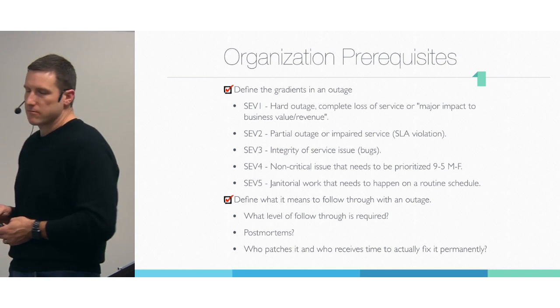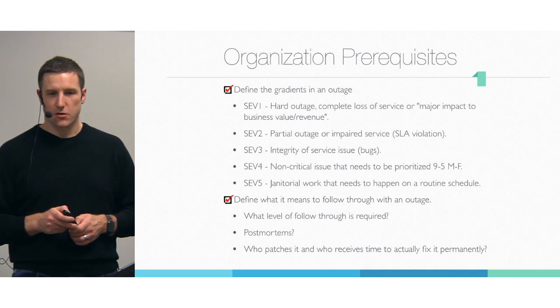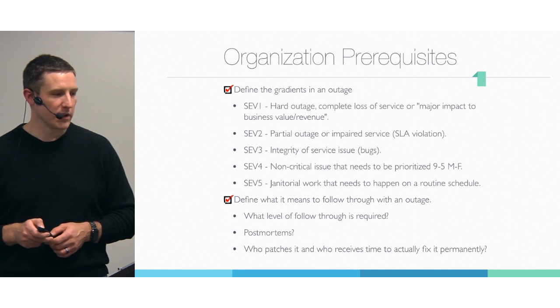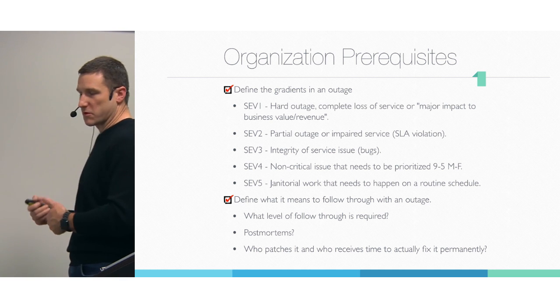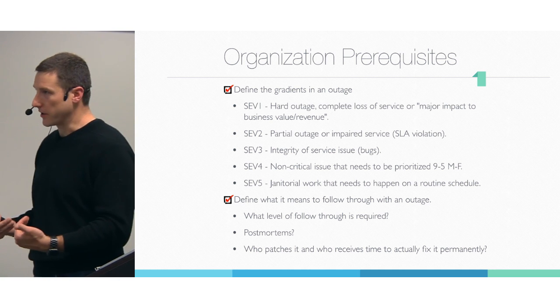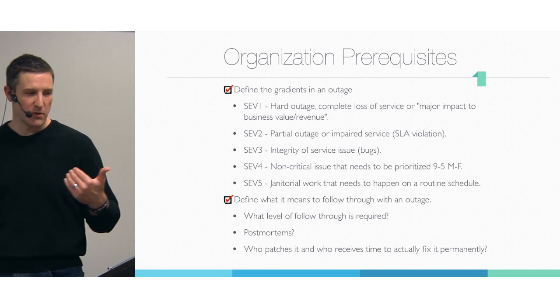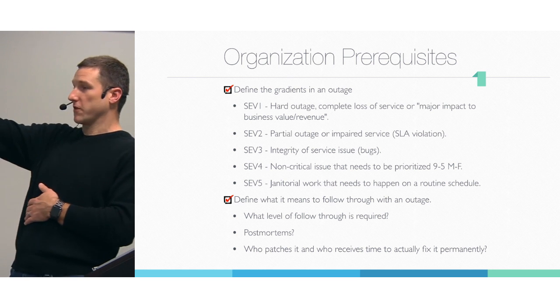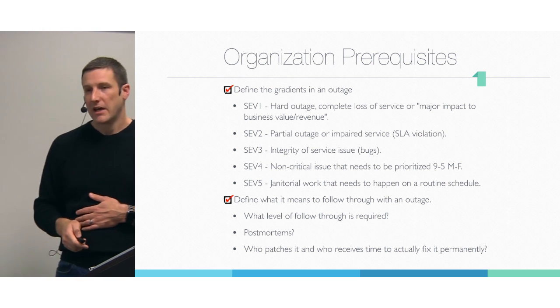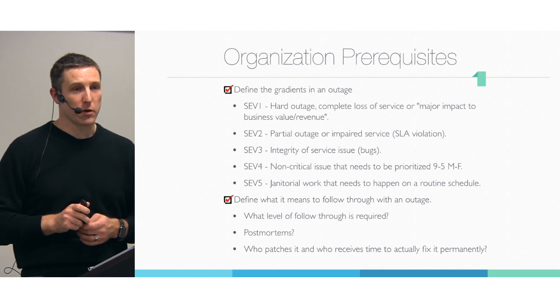So an outage, not all outages were created equal. Some outages are worse than others. And so you have to define what an outage actually means. As a business, one of those prerequisites when we were talking about standardized jargon is how do you define what the difference is between a SEV1 and a SEV5? And I would put to you that SEV4 and SEV5 is pretty useless. But as an organization, you need to decide what is important to you and what's not.